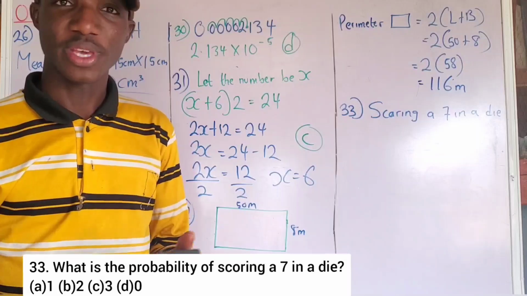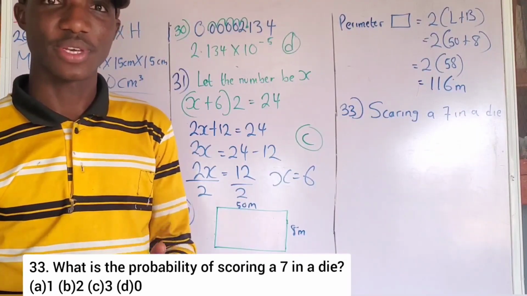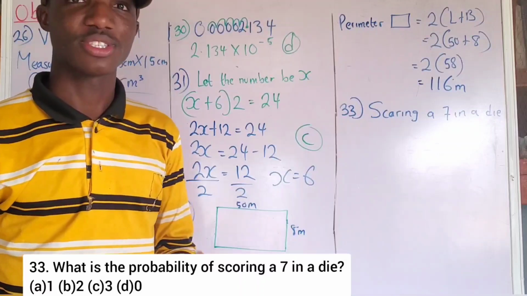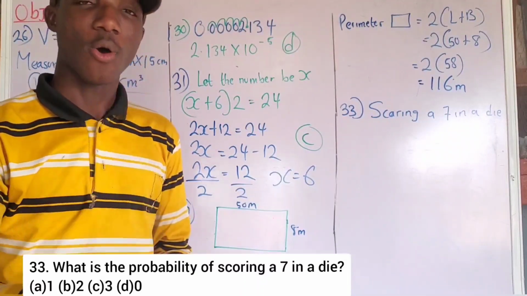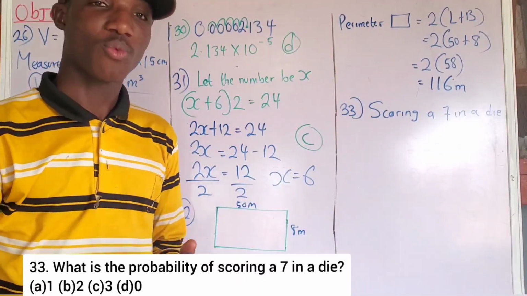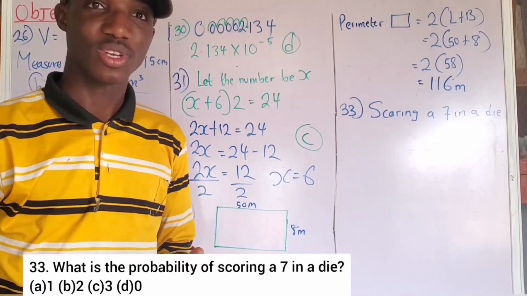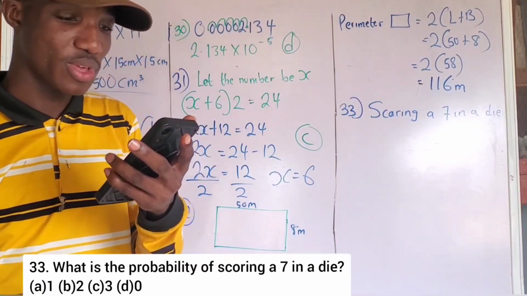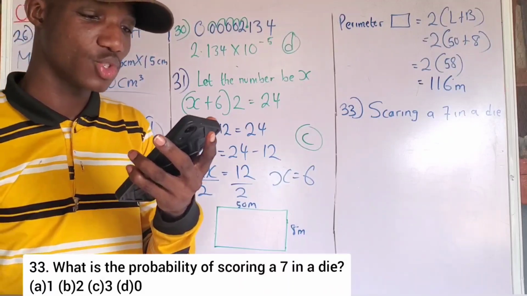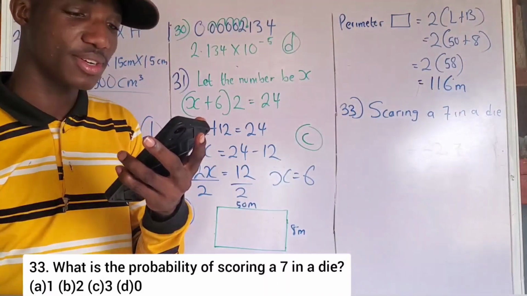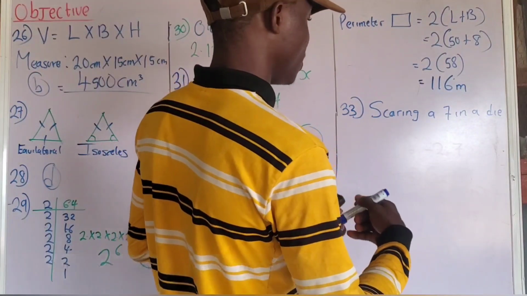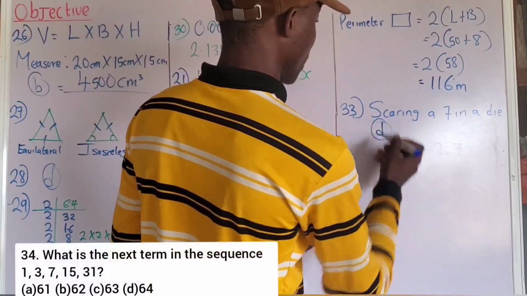Okay, are you paying attention? So a die has 6 faces. Now we are asked, what's the probability of scoring a 7? That is, if you throw a die upward, what's the probability of showing a 7th face? You understand? It's impossible. That will be 0. Okay, so we have option A 1, option B 2, option C 3, option D 0. The correct answer is option D, which is 0. Option D is correct.